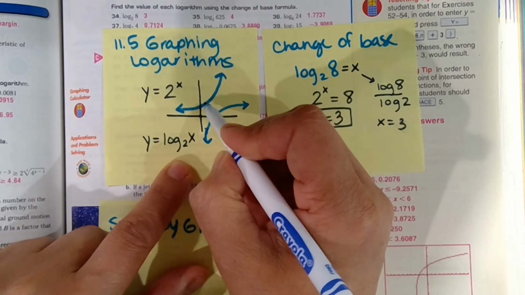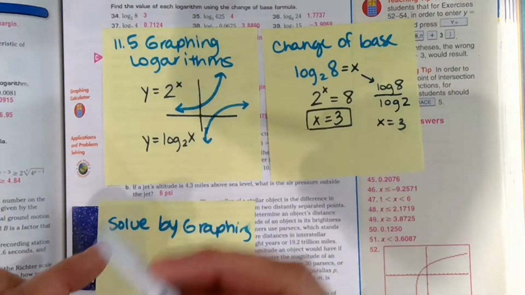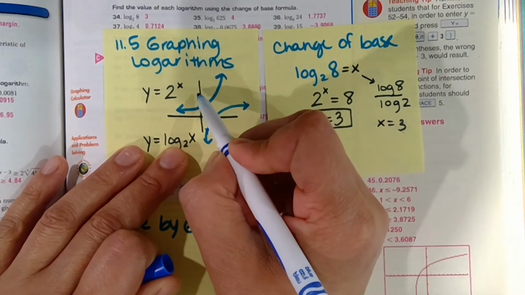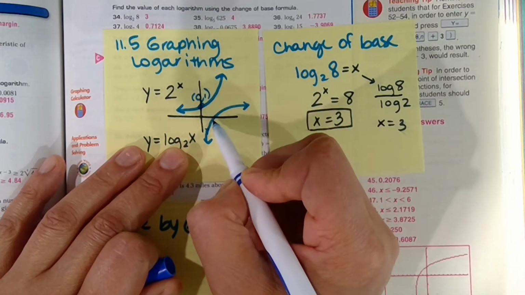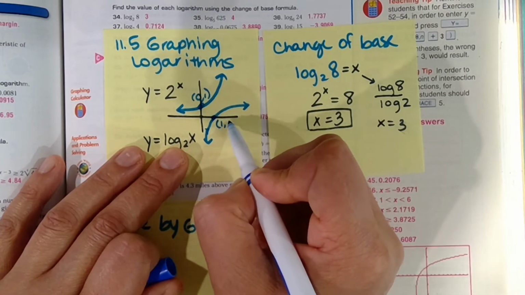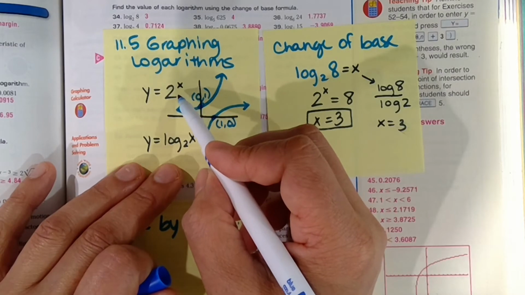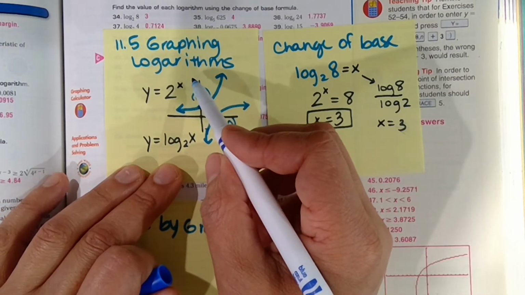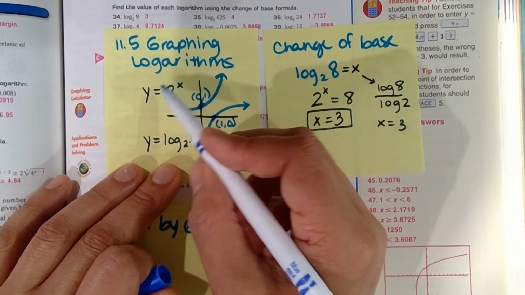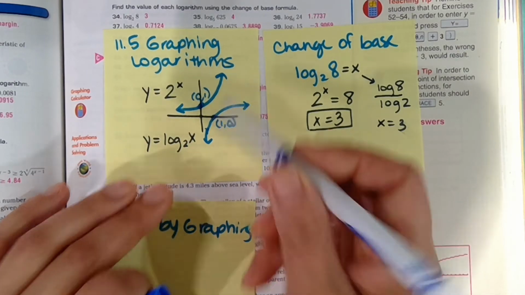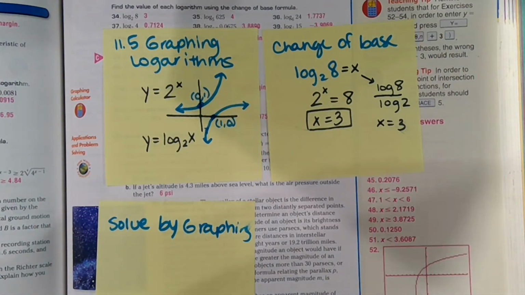All it does is it takes all these points and switches them. So if this is the point 0, 1, then this is the point 1, 0. If this had been the point, let's see, 2 cubed, so 3, 8, then this is the point 8, 3. And you're going to go ahead and graph that.